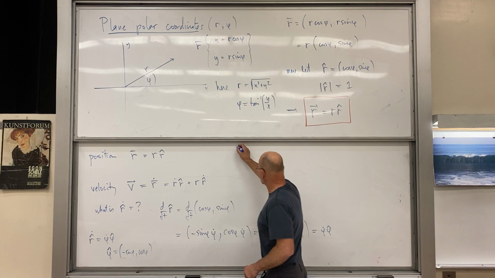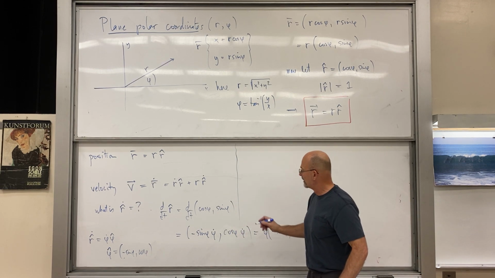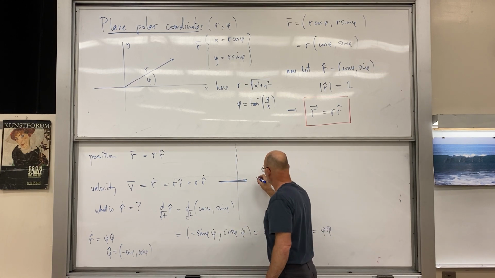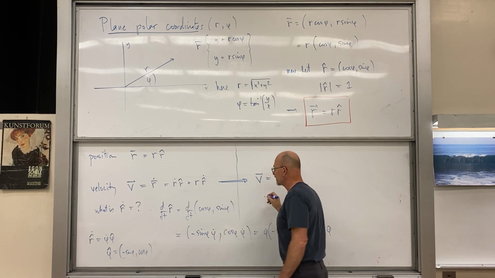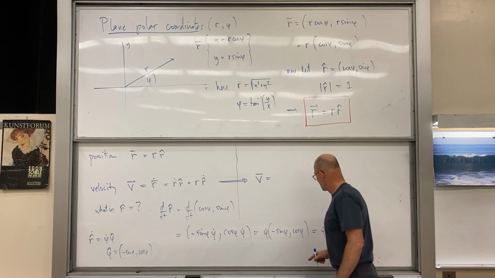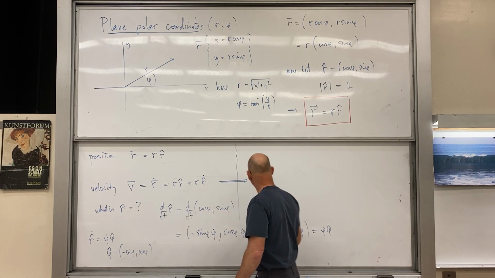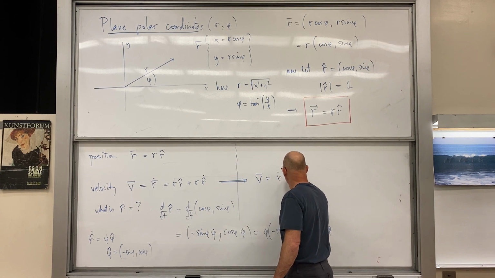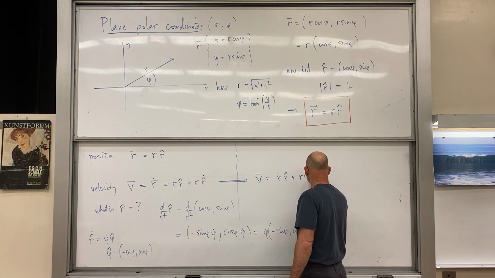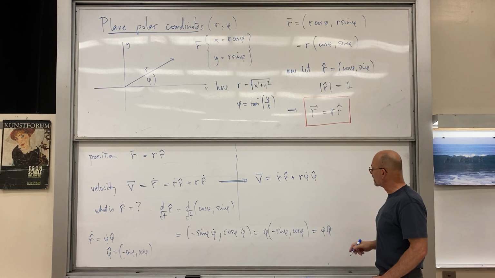And I'm going to collect this result right here, and then I'll draw a picture. So we now see that V is equal to r dot r hat plus r phi dot phi hat. So it's equal to r dot r hat plus r phi dot times phi hat. So these are unit vectors that move along with the particle.